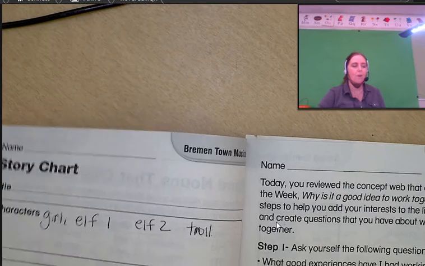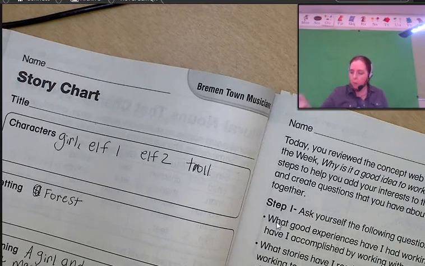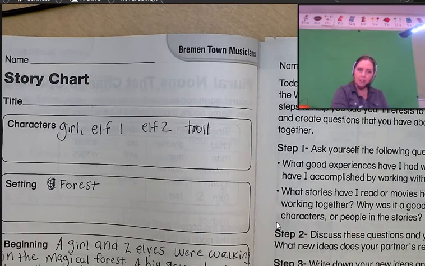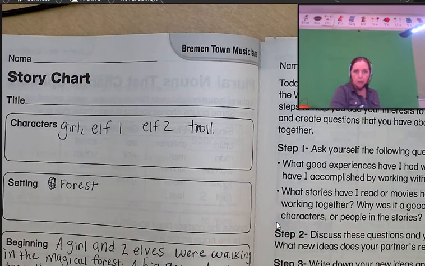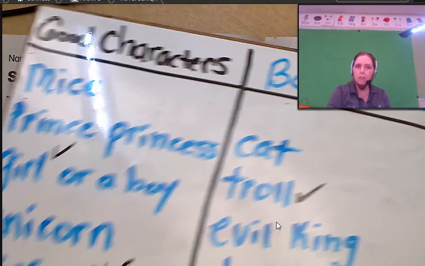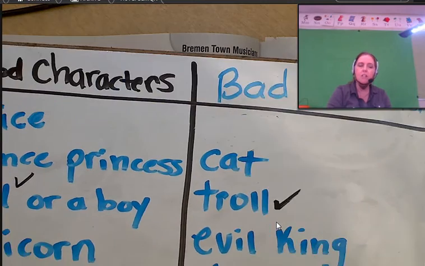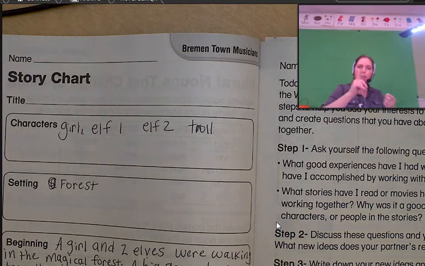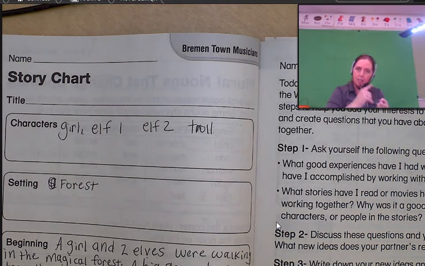So I hope this helps you to write a story chart. The first thing you can do is take some paper, write your characters, your good and bad characters, your setting, and then your beginning, middle, and end. What happens first? What's going to happen in the middle, which is kind of the scary part or the trouble part. And then the end is the solution. Something good usually happens. So I hope this helps you.